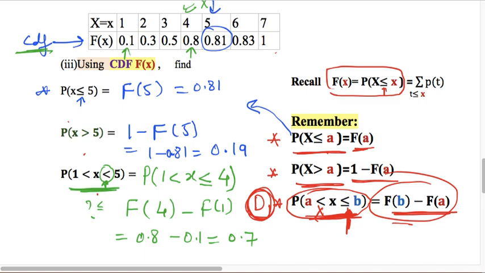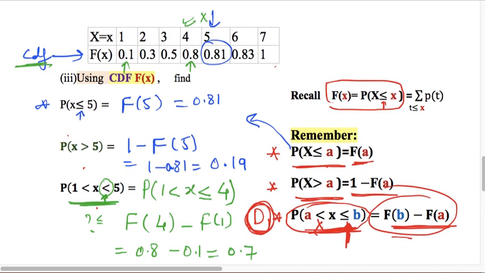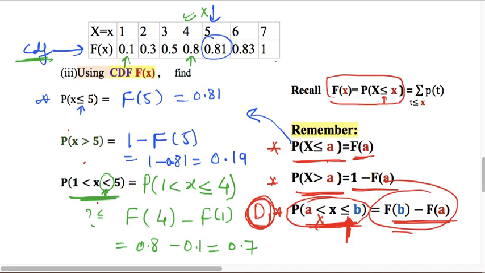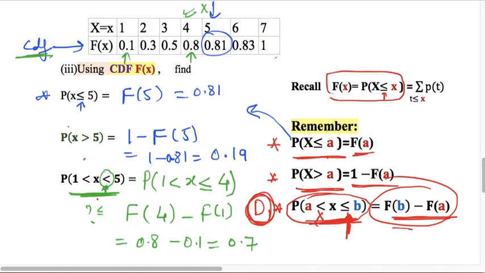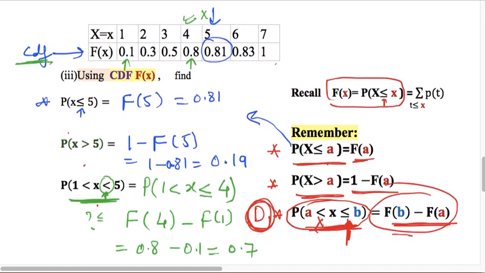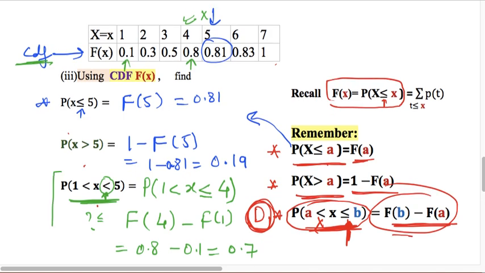Probability is also one technique, but right now my concern is how we can find the same thing using CDF. Why? Because sometimes, if the question demands that you calculate using CDF, then you are only bound to calculate this way. So we have covered that.